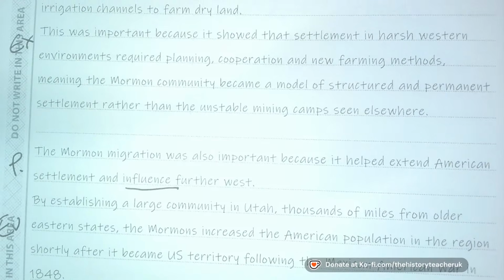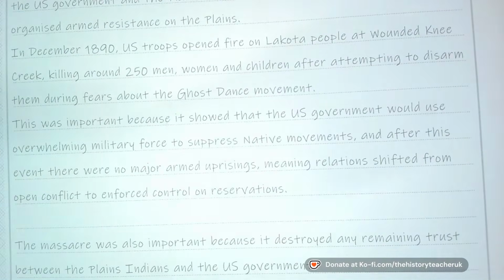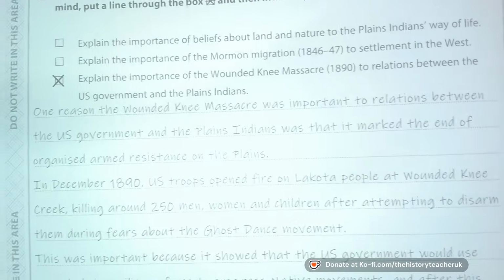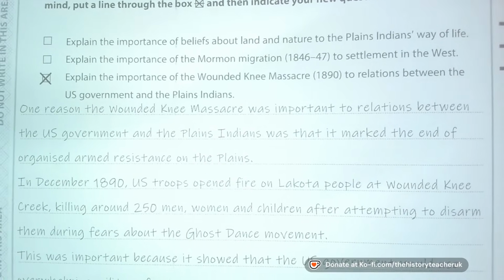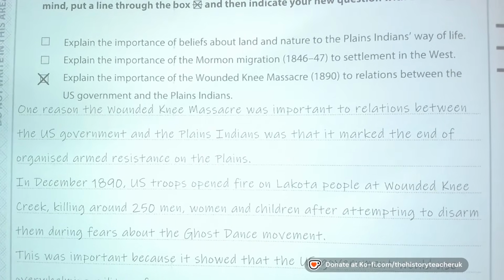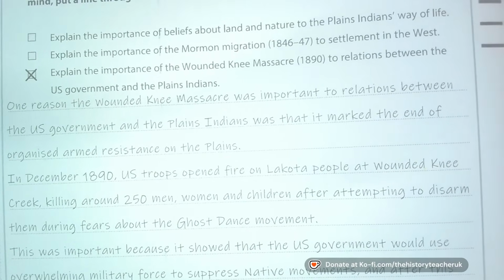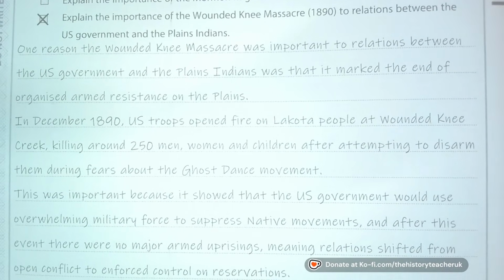Okay, and then my final one, the one that I would have gone with if I'd been in an exam and I hadn't had time to think of a second point, is the Wounded Knee question, because I think the Wounded Knee question is an easier question. And that's what I'm saying about don't be afraid to go with an easier question.